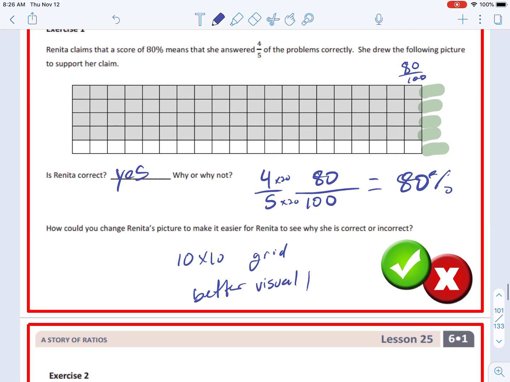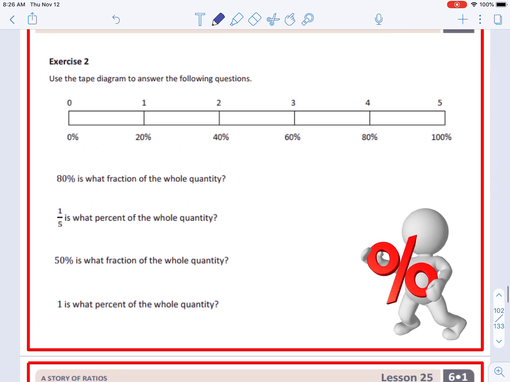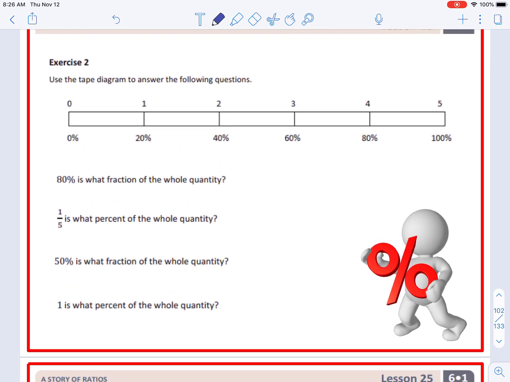Okay, let's go ahead and keep going. Exercise 2 says use the diagram to answer the following questions. At the top, we see that the diagram's cut into 5 equal pieces. Each piece is 20% to add up to 100. So 80% is what fraction of the whole quantity? I find 80% there at 4/5. 1/5 is what percent of the whole quantity? I find 1/5 there, and that is 20%.